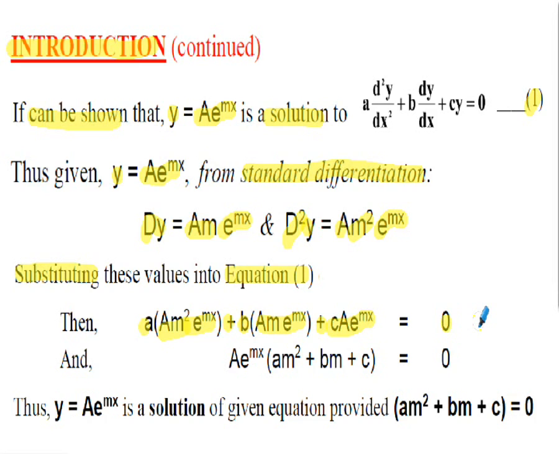If we now factorize on A e to the mx, which is common to every term, we can write the equation as A multiplied by e to the mx multiplied by, in brackets, am squared plus bm plus c, and that's equal to 0. So y is equal to A e to the mx is a solution of the given equation, provided that the am squared plus bm plus c is equal to 0 in this equation.